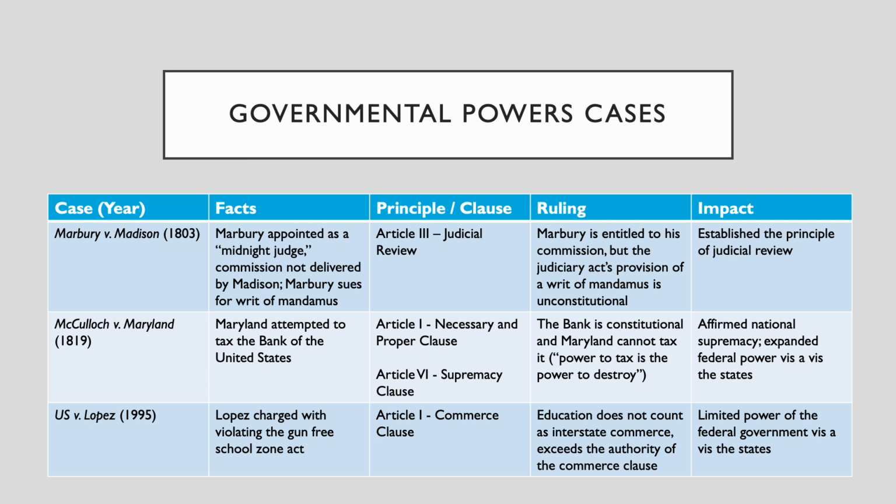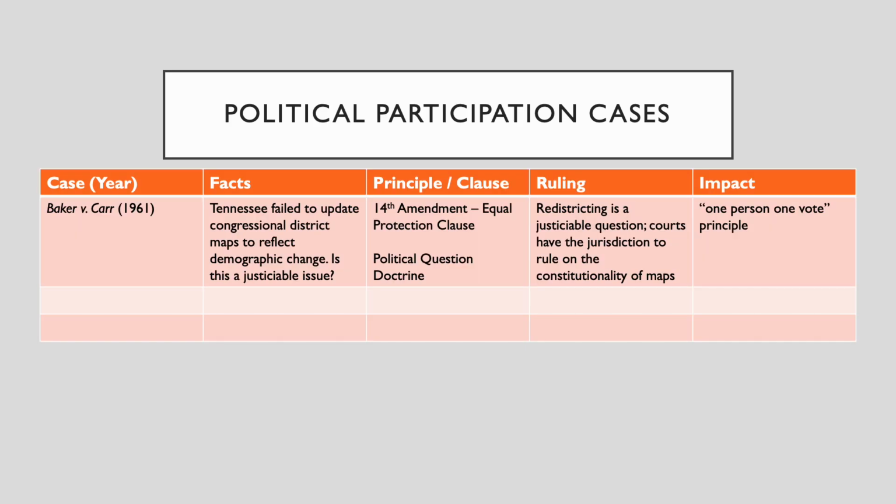The trick for Lopez is just to remember that it's not a guns case, it's a federalism case. Okay. The political participation cases I think are actually the hardest ones because they're not as flashy, I guess. So the first one is Baker versus Carr from 1961.